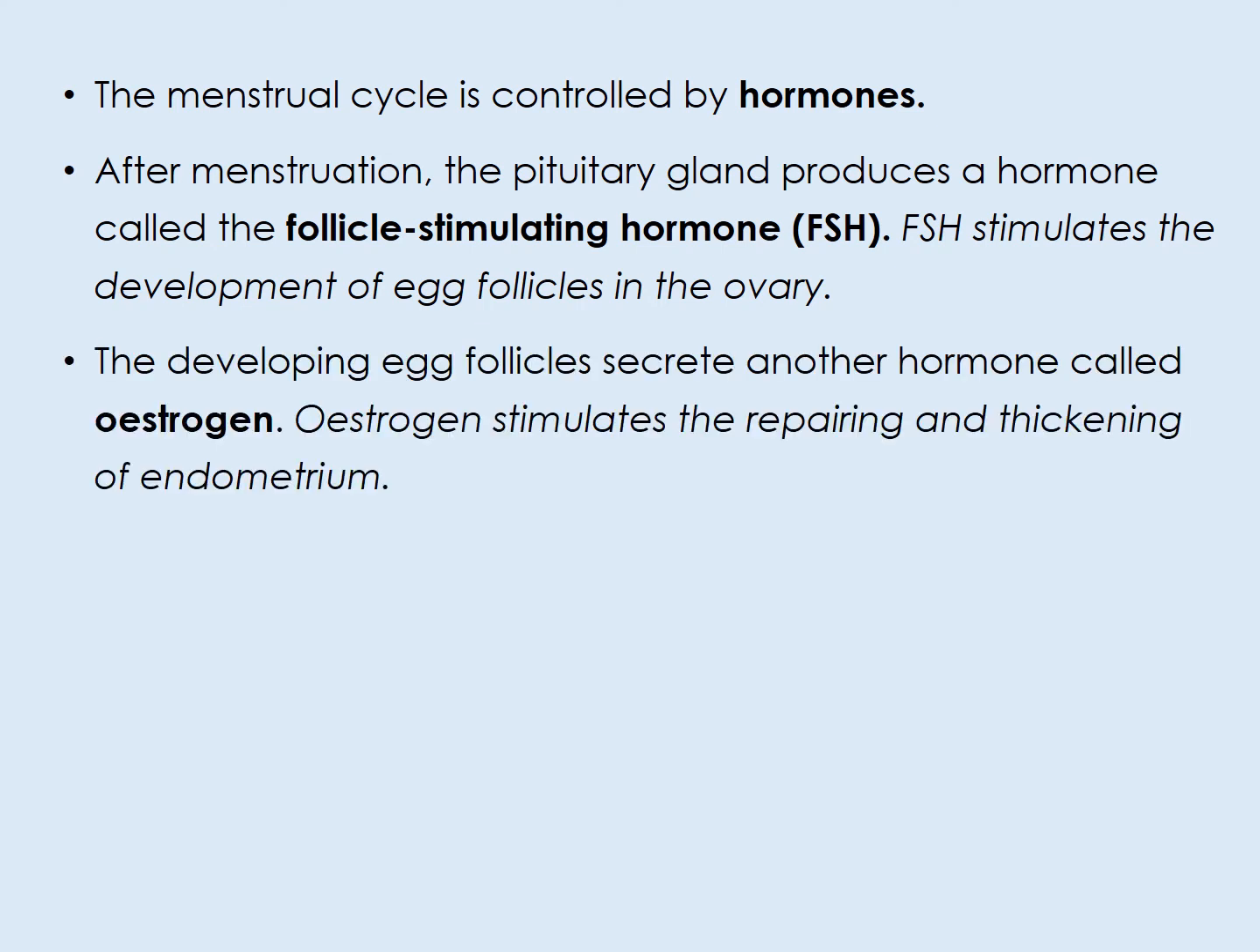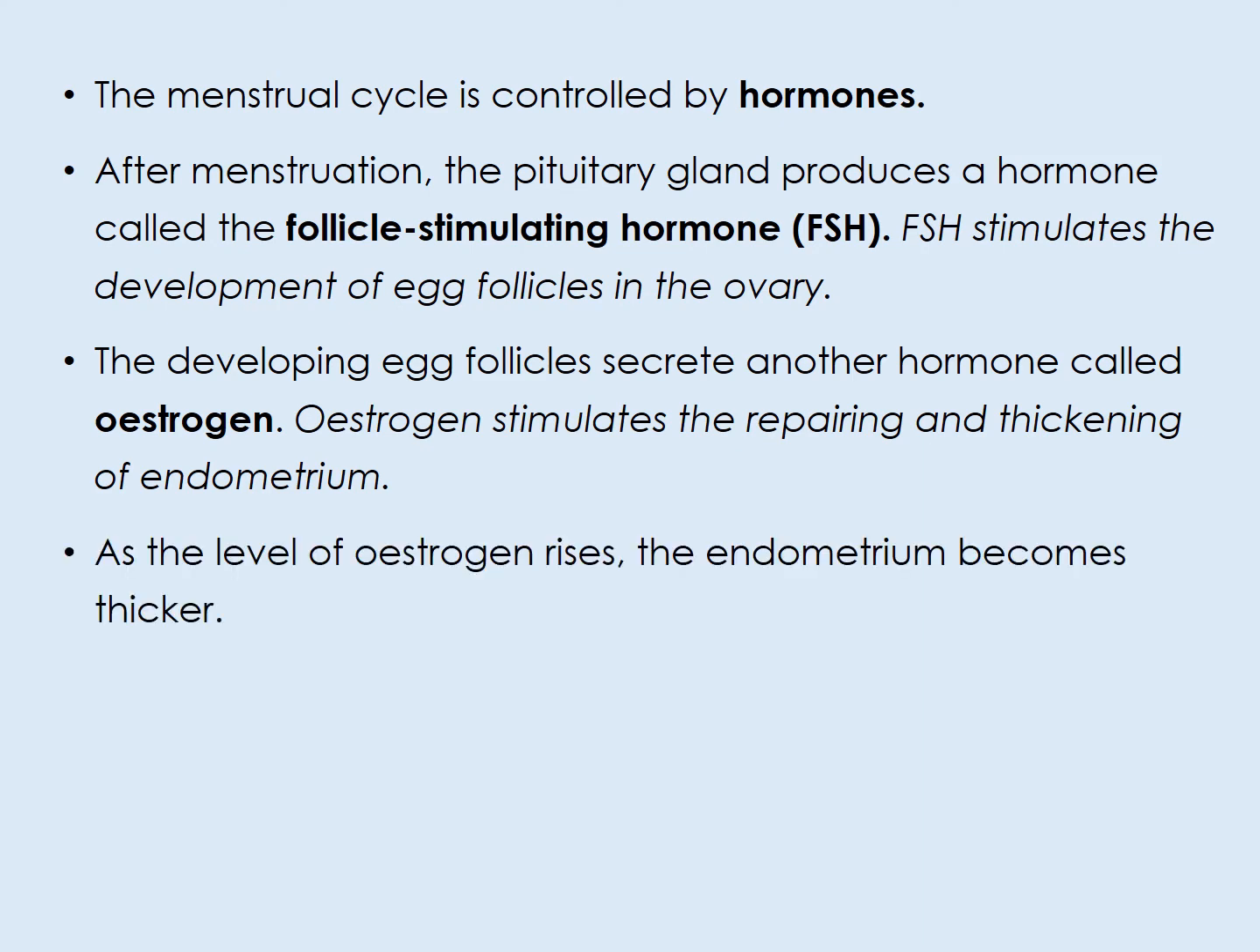The developing egg follicles secrete another hormone called estrogen. The function of estrogen is to stimulate the repairing and thickening of the endometrium. As the level of estrogen rises, the endometrium becomes thicker.